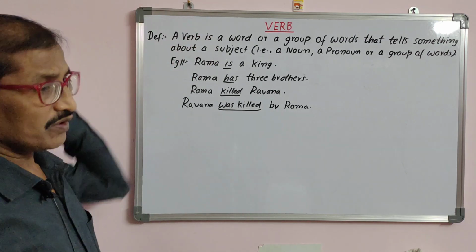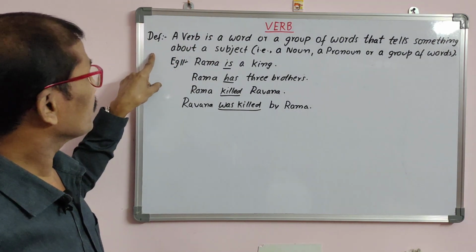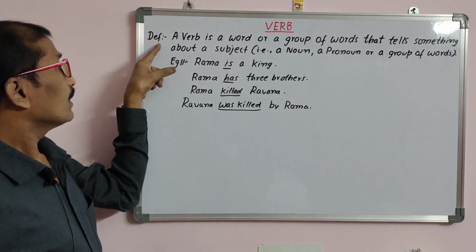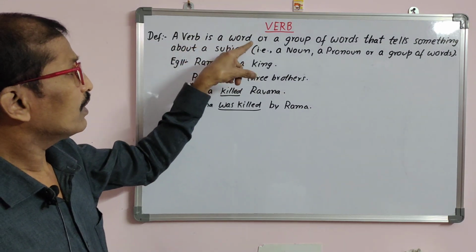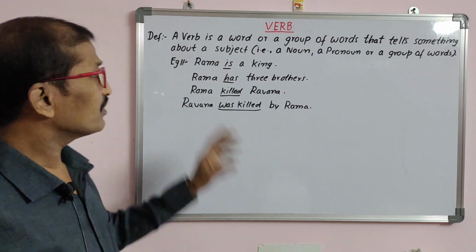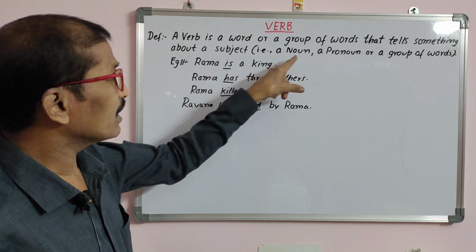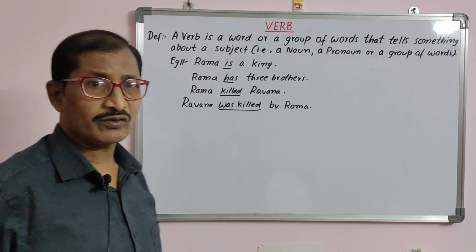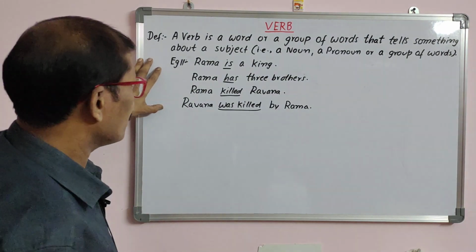Today's topic is verb. I have already written the definition and examples to explain what a verb is. The definition says a verb is a word or a group of words that tells something about a subject. This subject may be a noun or a pronoun or a group of words also. Okay, and here I have given certain examples.